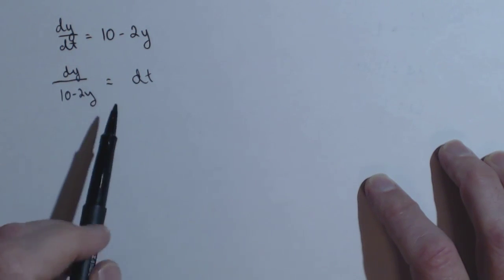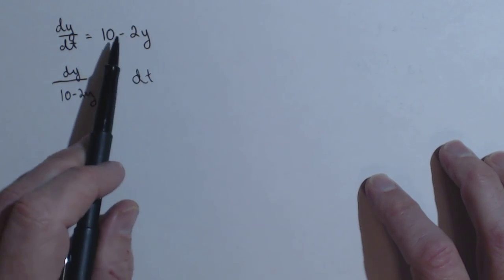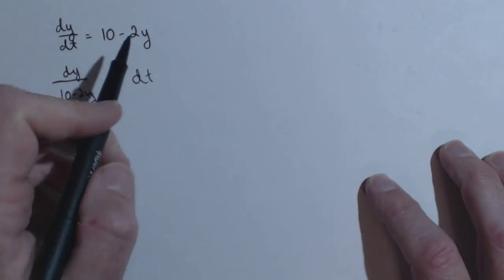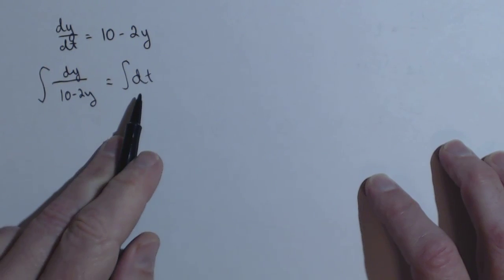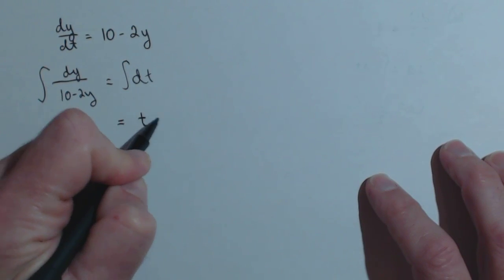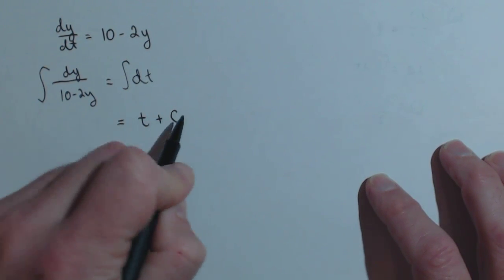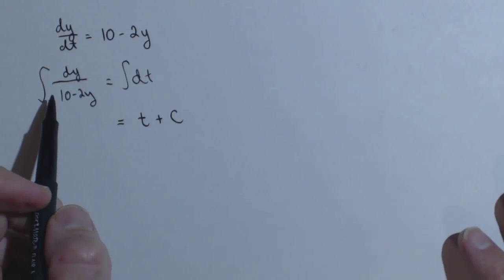We've got to make sure we get our variables together, and we can only move things with multiplication or division. So basically I'm dividing both sides by 10 minus 2y. And we're going to do the antiderivative of both. This side is actually pretty quick and easy. It's just t plus c. I'll put my constant on that side. This one you might want to be a little careful of.